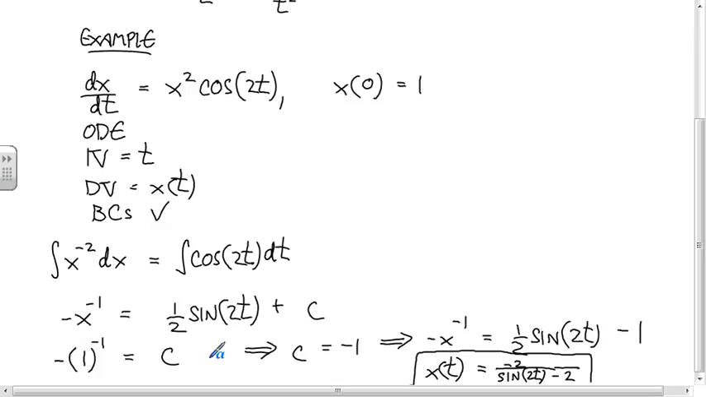Okay. Any other questions about that one? Any other questions about differential equations on those problems? Okay, so I'm going to move on.